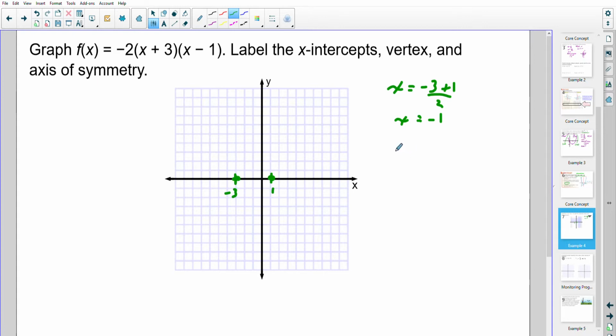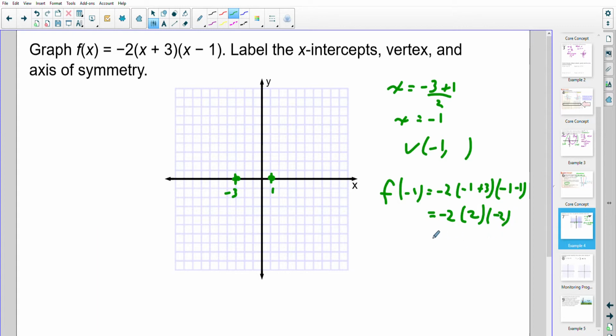So you know that your vertex is at -1, but you don't know the y-coordinate of that vertex. So if I put -1 into the equation, you end up with this, and now multiplying it out is this, so that equals, let's see, 8, and the two negatives equal a positive, so that's equal to 8. So therefore, it's -1, 8, is going to be way up here.